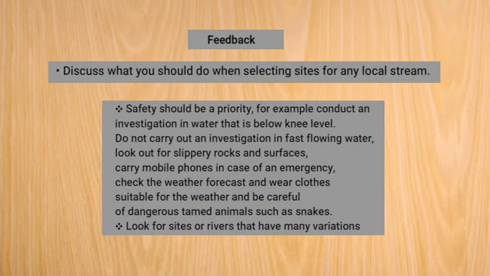Discuss what safety measures you should take when selecting sites for investigation at a local stream. Safety should be a priority. For example, conduct an investigation in water that is below knee level. Do not carry out an investigation in fast-flowing water. Look out for slippery rocks and surfaces. Carry a mobile cell phone in case of an emergency. Check the weather forecast and wear clothes suitable for the weather. And be careful of dangerous animals such as snakes. Look for sites or rivers that have many variations.